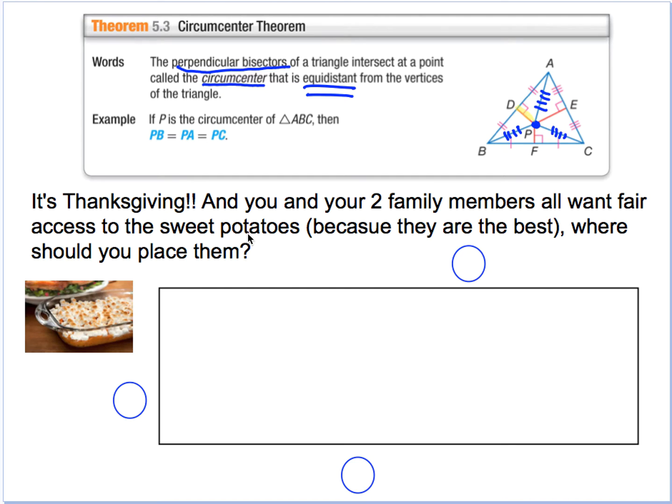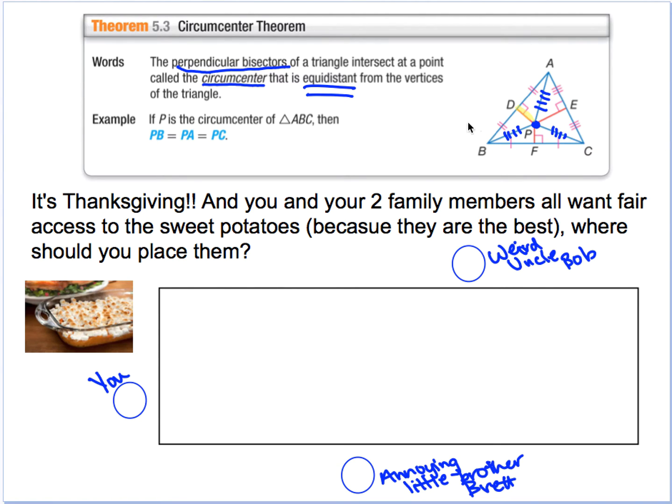So Thanksgiving's coming up, obviously. So it's Thanksgiving. You and your 2 family members, so let's see, this is you. We'll call this person, this is Weird Uncle Bob. Hopefully none of you have an Uncle Bob. So you got your weird Uncle Bob and maybe annoying little brother. Mine's Brett, so we'll just call him Brett. All right, so you got your 3 family members, and they all want access to the sweet potatoes because obviously, as we all know, sweet potatoes are the best at Thanksgiving. So where should you place them?